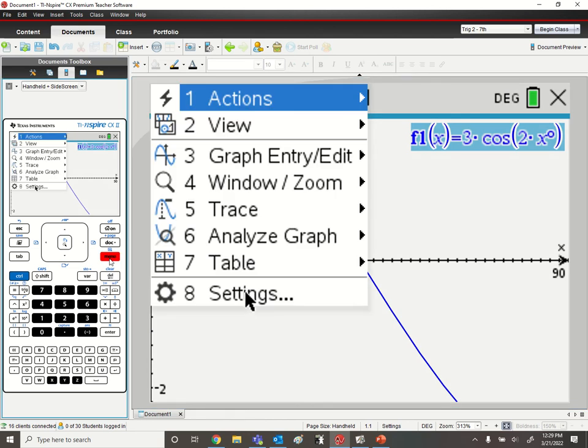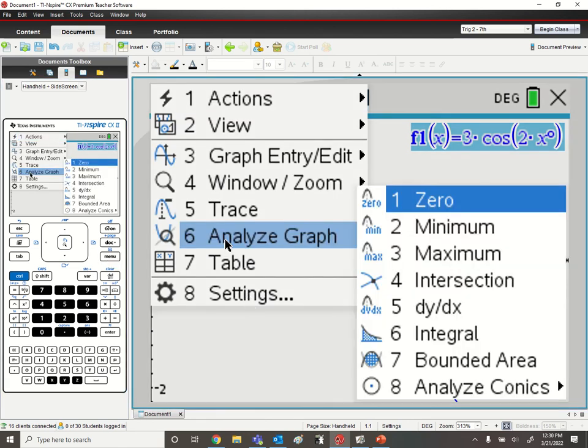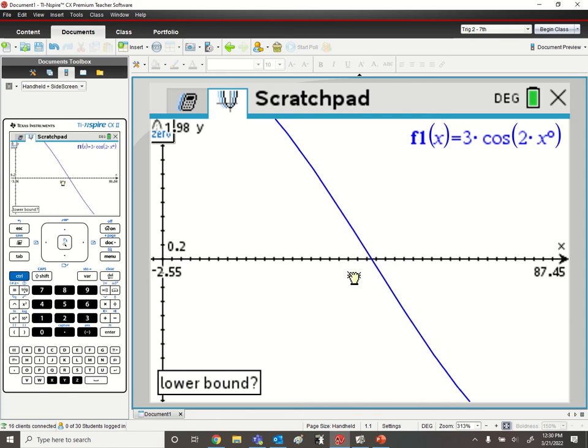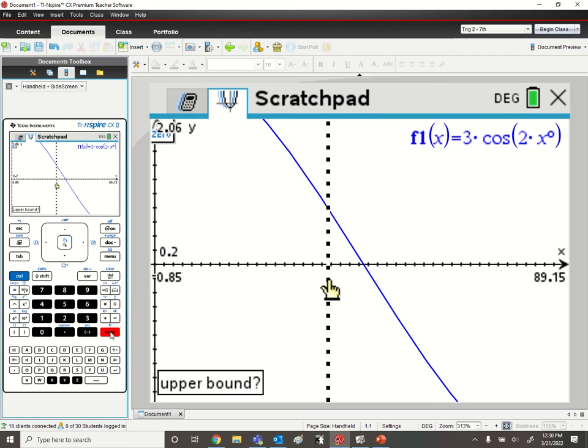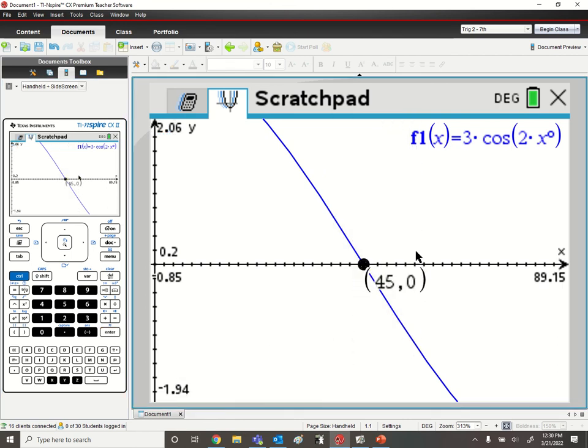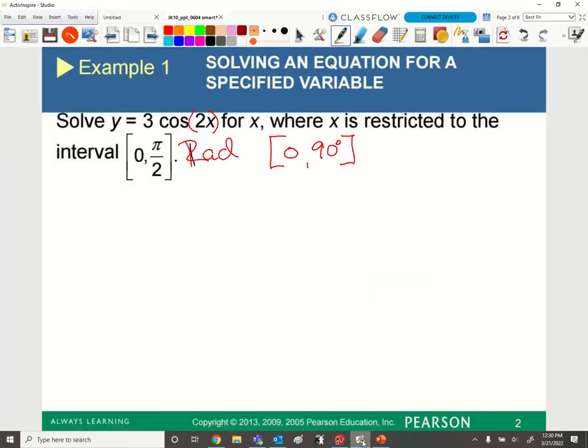Menu, analyze, 0, and start here. Lower bound, upper bound, there we go. So 45 degrees is going to be my answer. So I got 45 there. Let's go back here. So my set is 45 degrees, and I only have one solution.